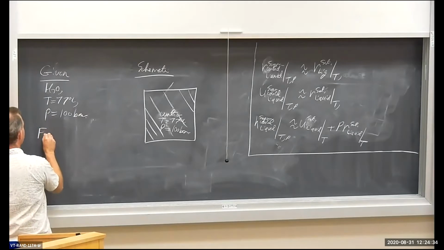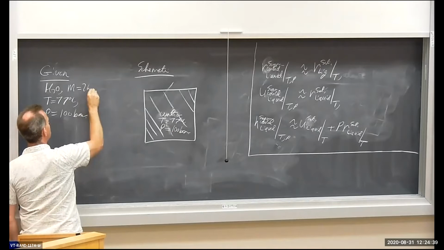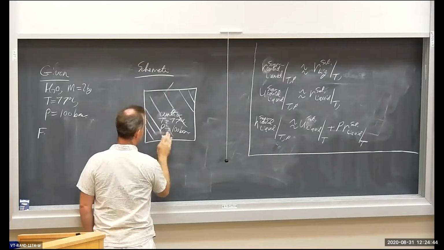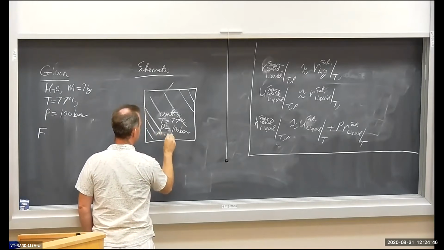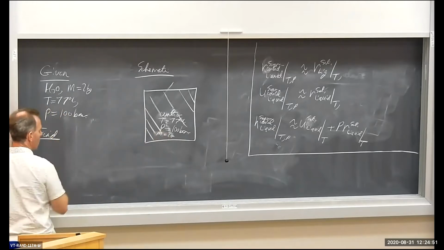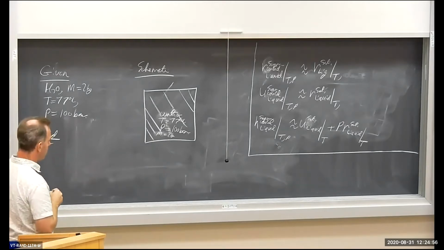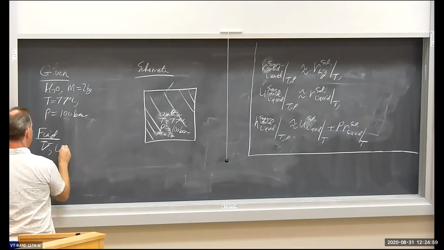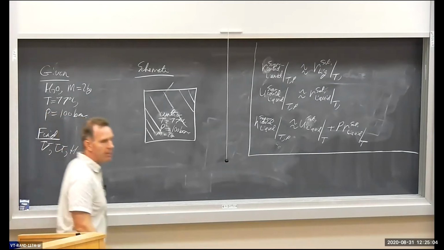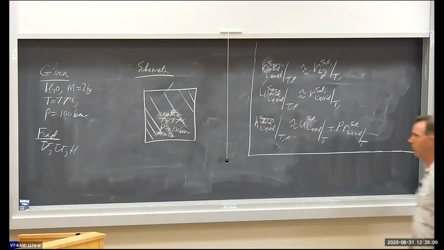What are we supposed to find? Oh, how much H2O do we have? We have 2 kilograms of the stuff. So mass is equal to 2 kilograms. Okay, what are we supposed to find? Let's find the volume of the H2O, the internal energy of the H2O, and the enthalpy of the H2O. Let's find these 3 properties of the H2O, okay?